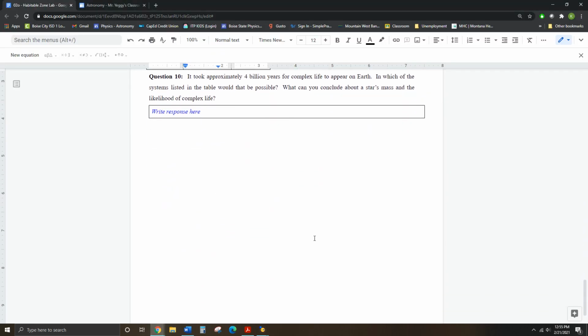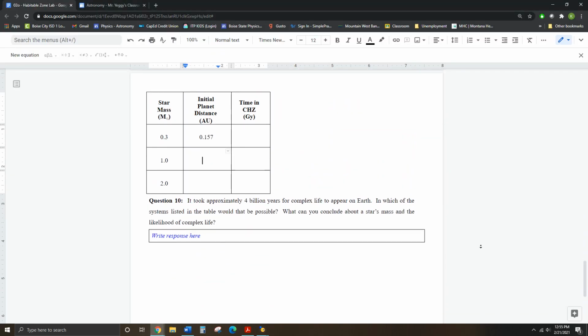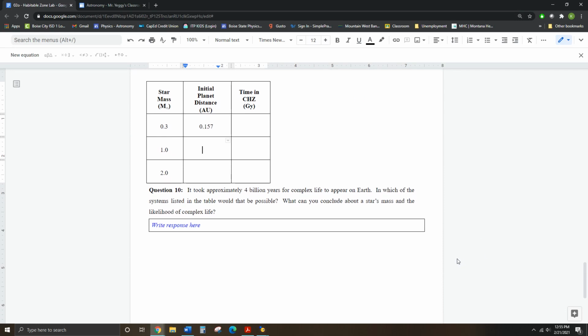Okay. Question 10 is one of my favorites, or probably my favorite in this entire lab, because this is going to really set the stage for what we talk about next week, the potential for life to evolve in other places. It took approximately 4 billion years for complex life to appear on Earth. In which of the systems above, meaning of which stars, could that be possible? If it takes 4 billion years for all complex life to evolve, similar to it does on Earth, what can you conclude about a star's mass and the likelihood of complex life? We need to reflect on this lab in general in question number 10.